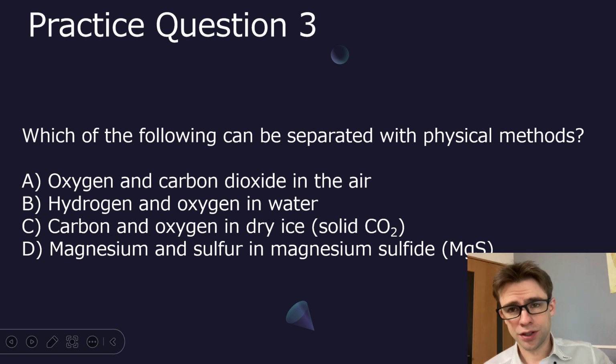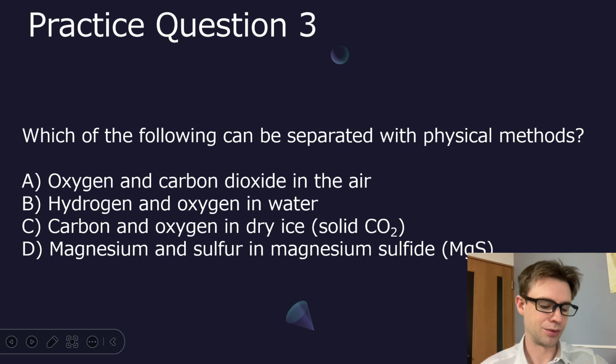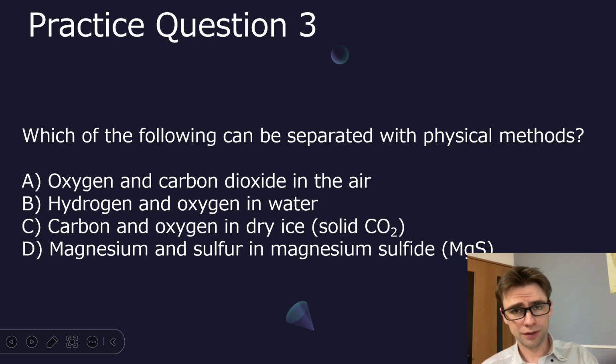Alright, this practice question is more about my previous video. When I suddenly decided to split that video into two, some of these practice questions now refer to the previous video, but still, I think we can try this. Which of the following can be separated with physical methods? Oxygen and carbon dioxide in the air, hydrogen and oxygen in water, carbon and oxygen in dry ice, which is solid CO2, or magnesium and sulfur in magnesium sulfide, MgS.